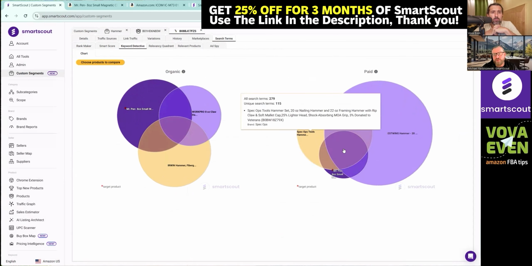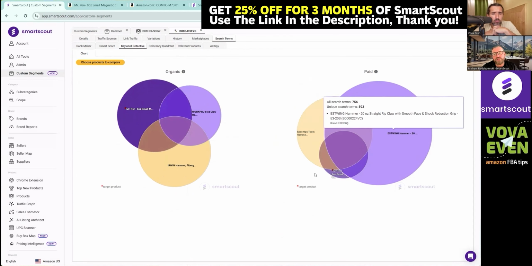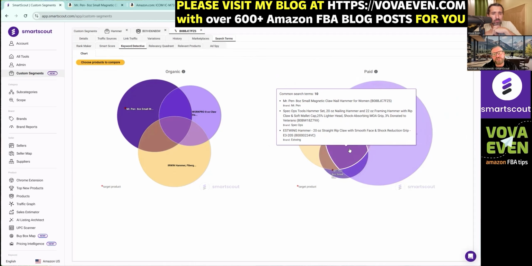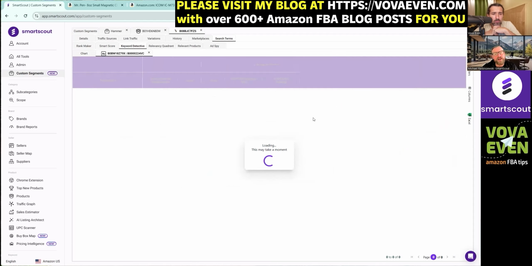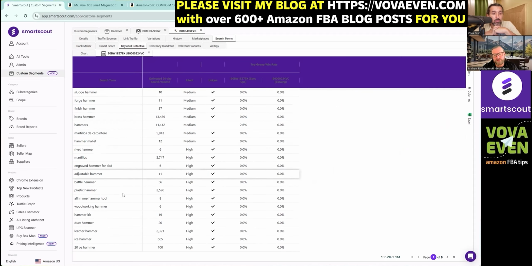Beautiful. So here we see Mr. Penn is advertising. There's a guy that's advertising more, but on the paid side, we're all advertising on these keywords. My two biggest competitors are advertising on these keywords. Why am I not advertising on these keywords? I'd have to look. So this is very powerful.